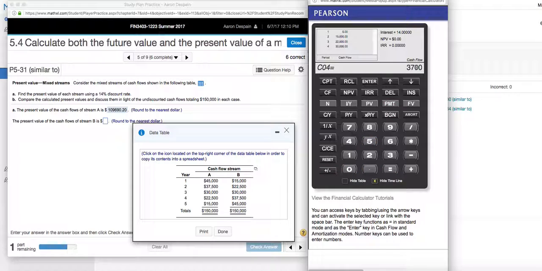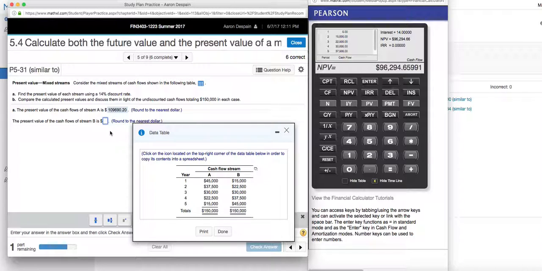See, now I made a mistake there, so there are a couple different ways I can fix that. I can use the delete button here to back out, or I could have just hit the clear line screen, but it's easier just to hit the delete button. So $37,500. Enter. Arrow down. And the final cash flow is $45,000. Enter. Arrow down. It's still frequency 1 as well. So let's compute net present value. And we've got an answer of $96,294.66.